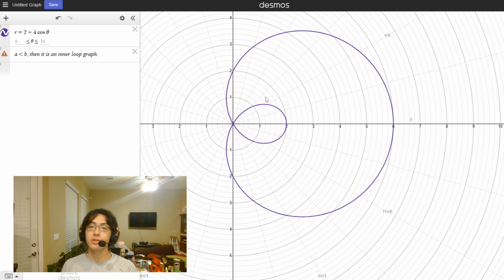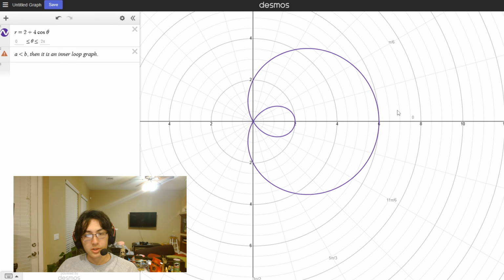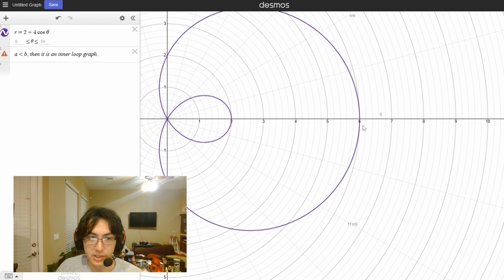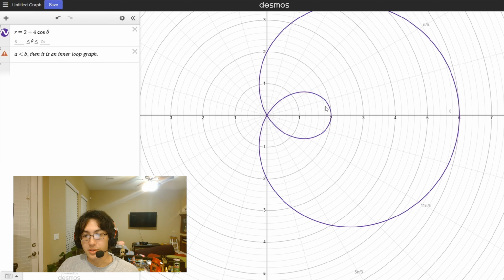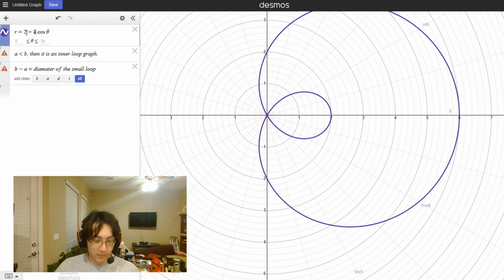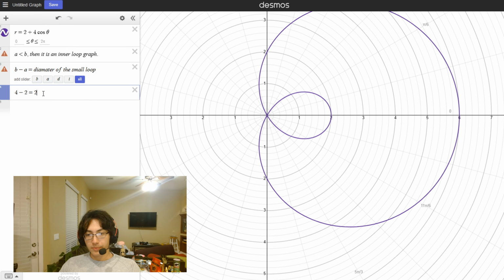In addition to this, you also need to know where the diameters of the small loop and the big loop start and end. If we look here, the small loop ends at 2. It has a diameter of 2. And then the big loop ends at 6. In order to find the diameter of the small loop, all you have to do is b minus a equals the diameter of the small loop. So b minus a, we have 4 minus 2 equals 2, of course. That would be the diameter of our small loop here.